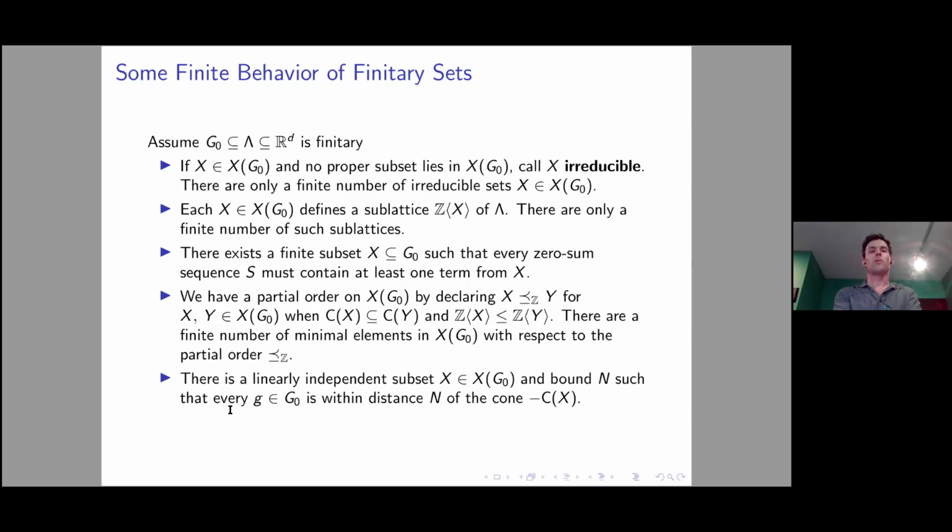And one last nice geometric consequence I'll mention. If we have such a finitary set, we can always find one of these linearly independent subsets inside the set system. So if we look at the convex cone that it generates and then we negate it, then really every single point of our set is going to be within some uniformly bounded fixed distance from that convex cone. So these are also nice finite-like behavior properties that come from this.